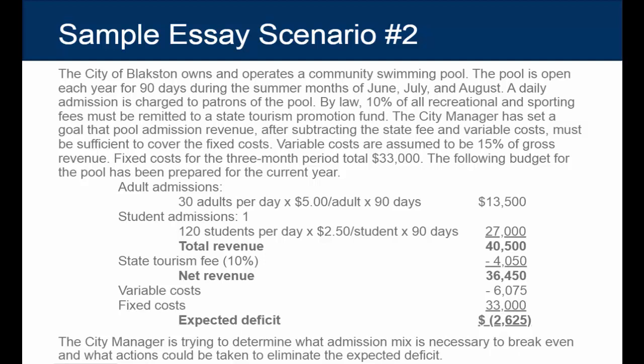The following budget for the pool has been prepared for the current year. You can see they have an assumption for the number of adult admissions and the number of student admissions. You see there's a different fee for each of them. Then there's a state tourism fee, which is 10% of revenue. Then you've got your variable costs and the fixed costs of $33,000. So the city manager is trying to determine what admission mix is necessary to break even and what actions could be taken to eliminate the expected deficit.